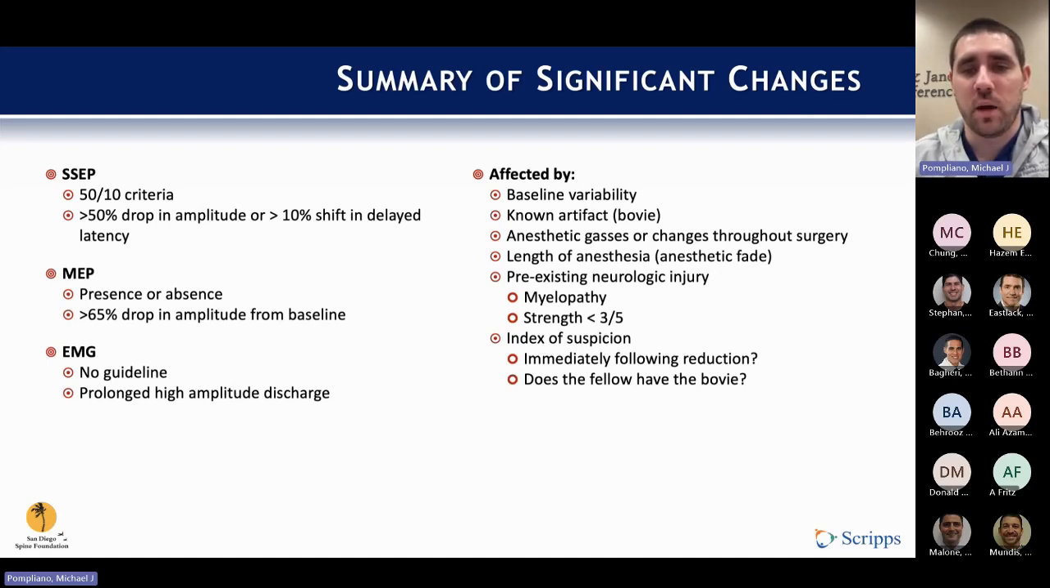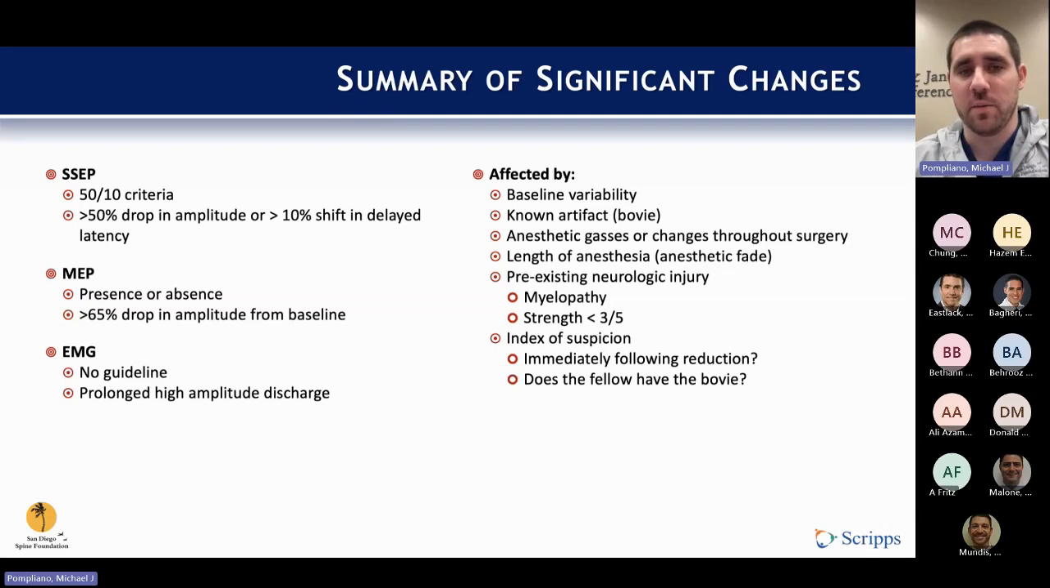With that in mind, all this is going to be affected by a variety of things. So baseline variability of a patient, both preoperatively as well as after positioning, or after induction of the anesthesia. Known artifacts are things like Bovie, other machines in the room, manipulation of the nerves. The anesthesia, like we discussed, the length of the anesthesia. There's a concept of anesthetic fade, meaning throughout the duration of the case, the anesthesia can affect the readings more significantly over time as it builds up in your system.